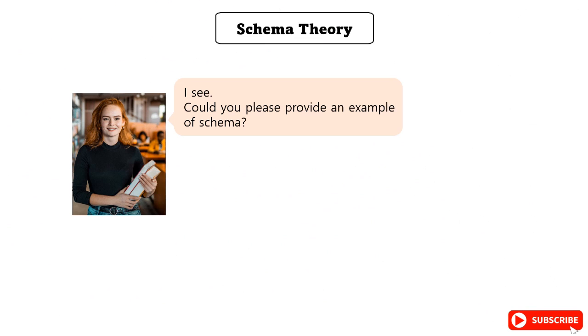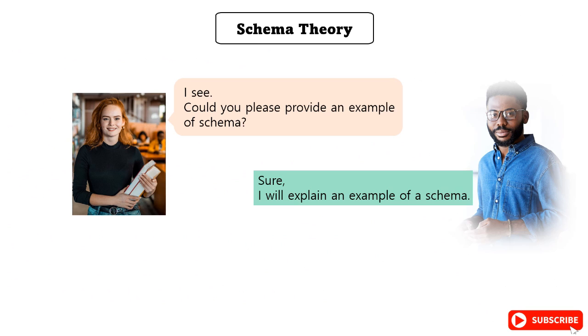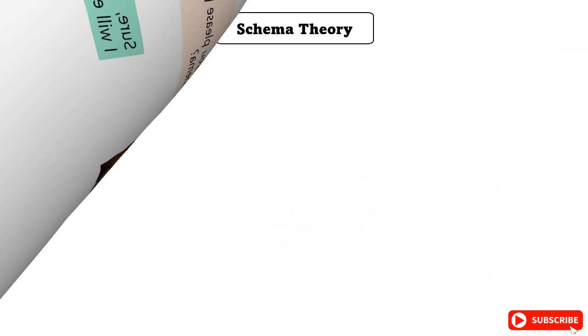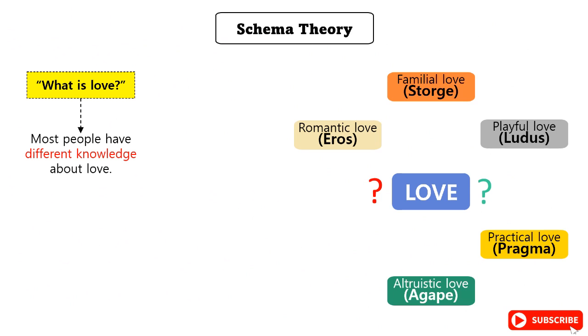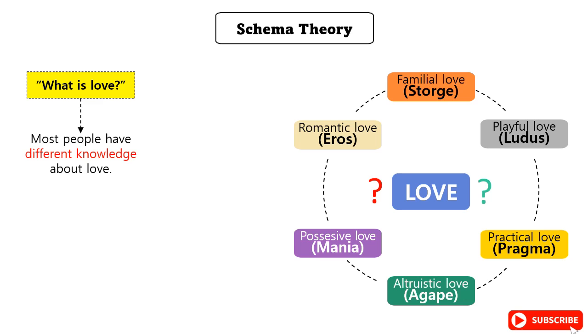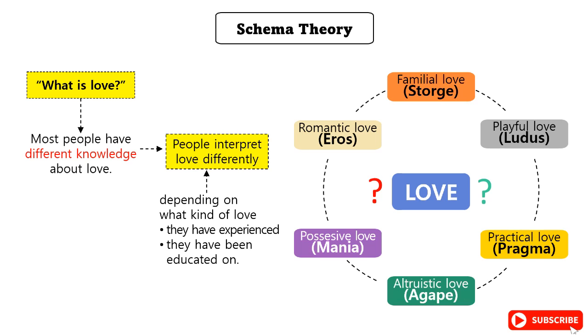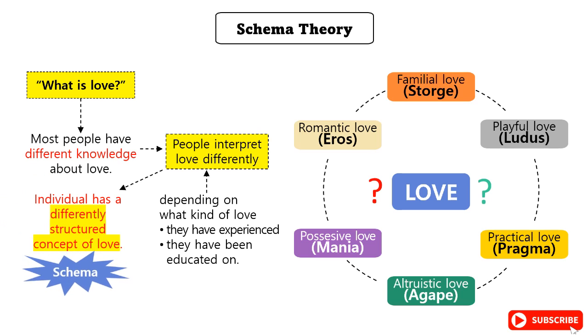I see. Could you please provide an example of schema? Sure, I will explain an example of a schema. What is love? What do you think love is? Most people have different knowledge about love. Love can be romantic love, familial love, playful love, practical love, altruistic love, possessive love, and so on. People interpret love differently depending on what kind of love they have experienced and been educated on. In this way, each individual has a differently structured concept of love, which we call a schema.